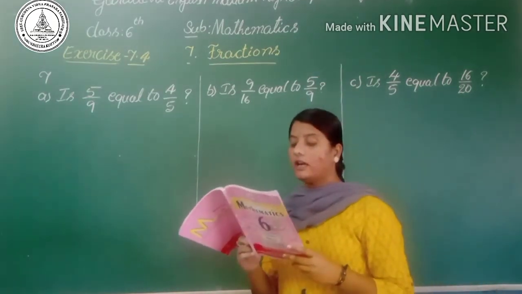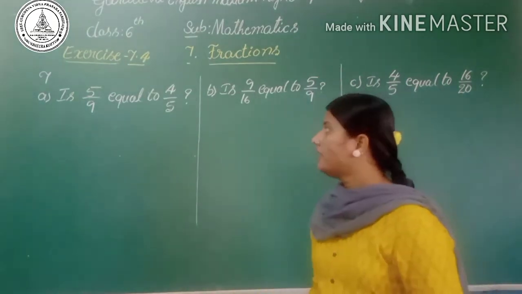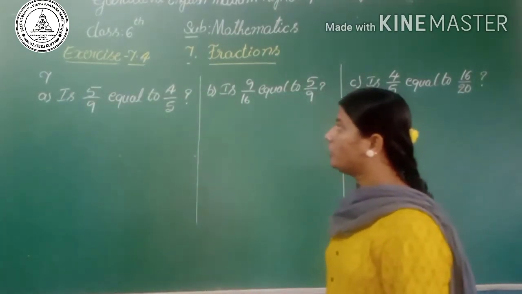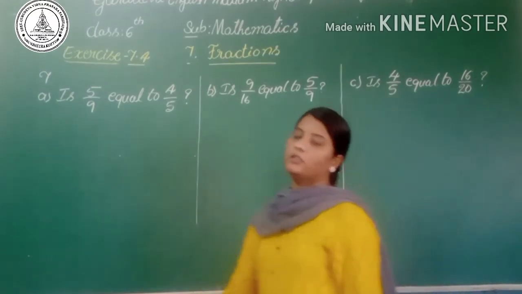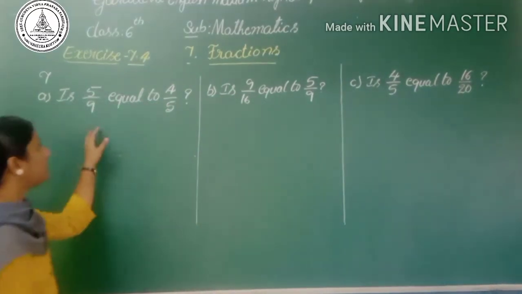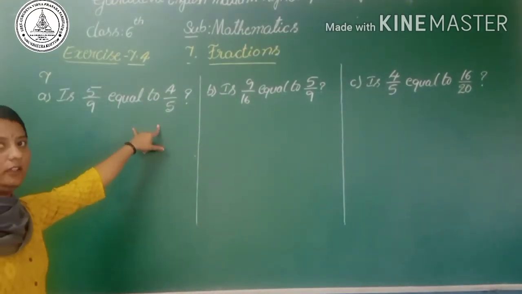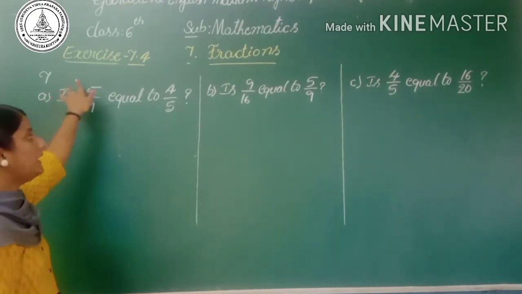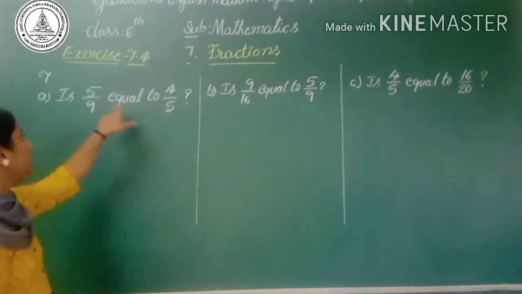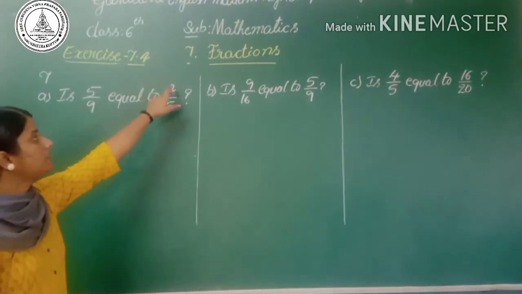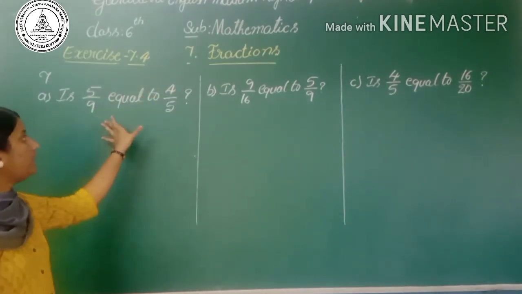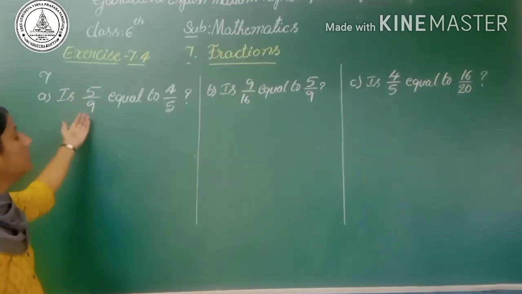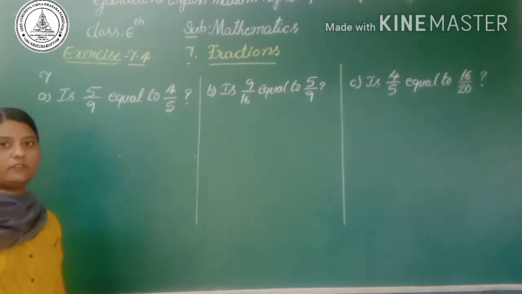Write and indicate how you solve them. See here the first question is 5 by 9 equal to 4 by 5. So we know how to check whether these two fractions are equivalent or not. We know that the product of the first numerator and the second denominator, and the first denominator and the second numerator, if both the products are equal, then we can say the given fractions are equivalent.